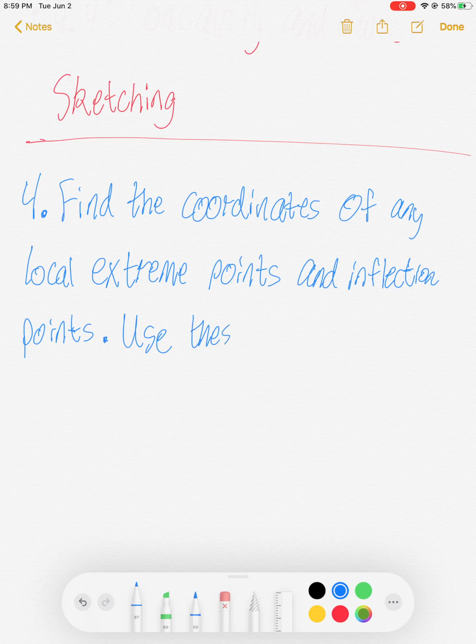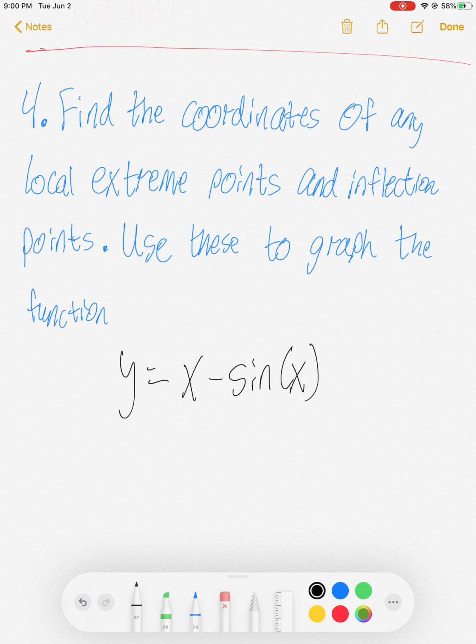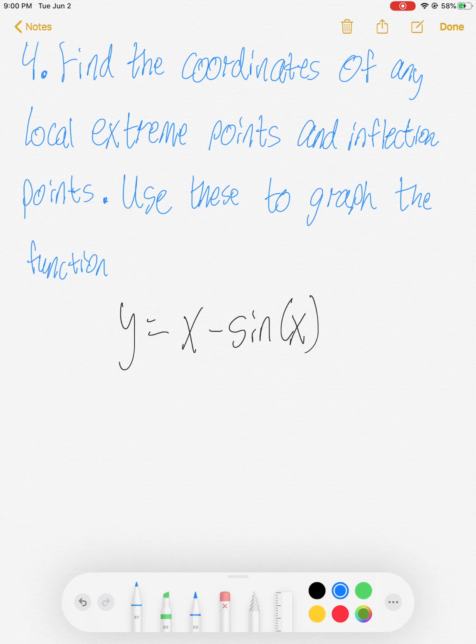So extreme points, that's what we were doing last time, right? That's like the maxes and mins of the functions. And then inflection points are where the concavity changes. Use these to graph the function. So here we're going to start to see how we can, in this case, we are going to be given the function. So we could graph it another way, but we'll start to see how we can use these pieces to give us a nice idea of what the graph looks like.